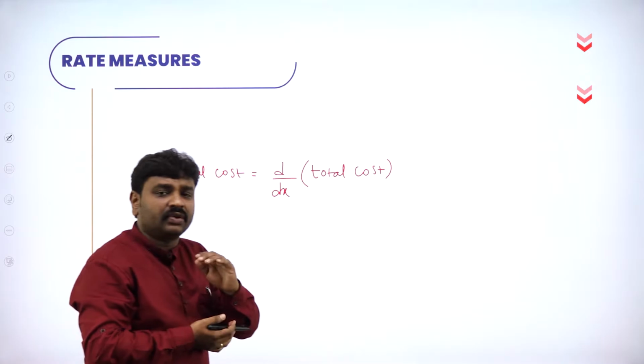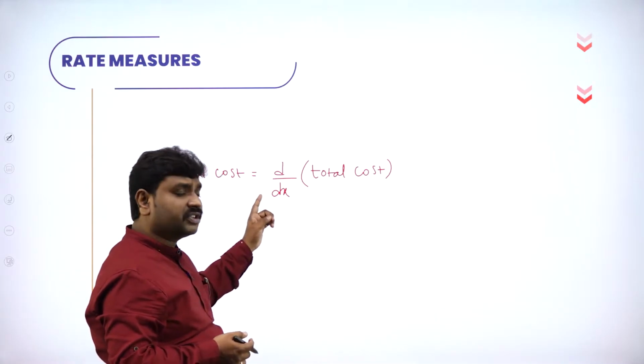Marginal cost is derivative of total cost, and we have to differentiate with respect to total number of units produced.